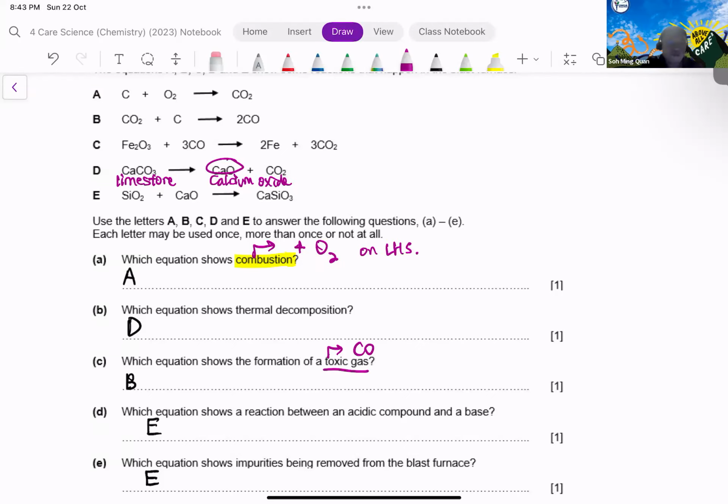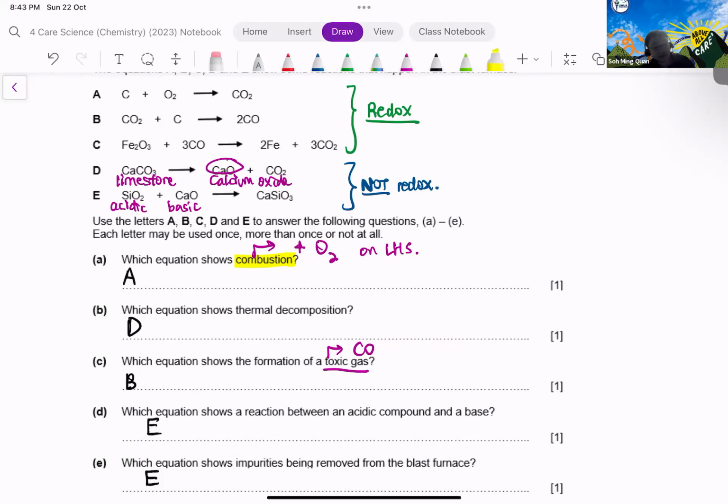Okay, and finally, D and E have the same answer. That's equation E. You need to know that equation E involves an acidic oxide and a basic oxide. So it's a reaction between an acidic oxide and a basic oxide. That's E. All right. And this is also a reaction whereby impurities, namely the acidic SiO2, is being removed from the blast furnace. Okay. Now, I think I've mentioned to you this many times. A to C, they are redox reactions. D and E are not redox reactions.